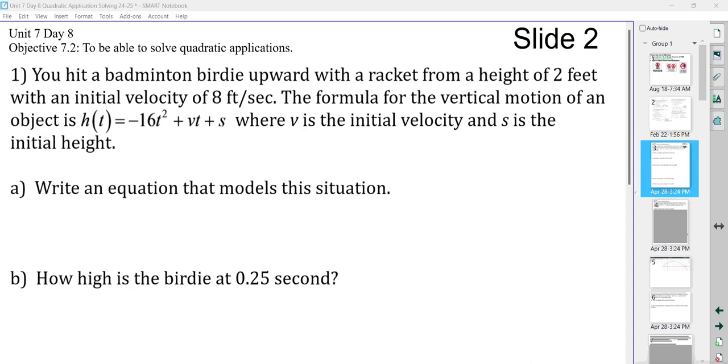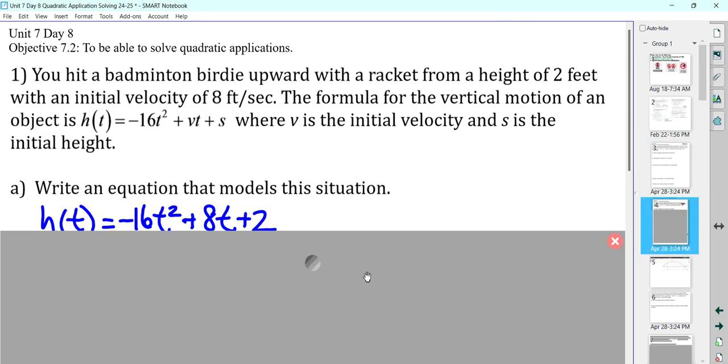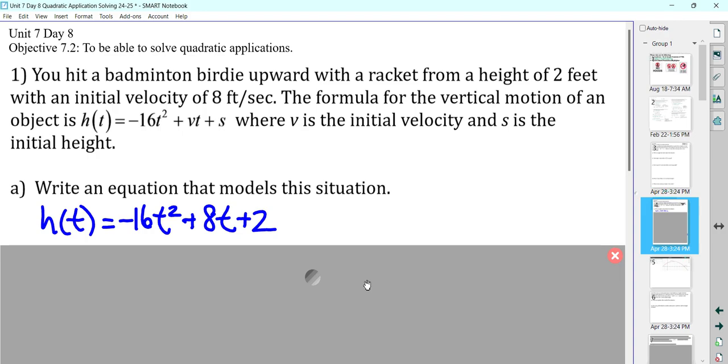So if I'm talking about writing the equation that models the situation, just like we did in our previous lesson, we're going to look for the two missing pieces for our equation. We want to know the velocity for the vertical motion, and then we also want to know the starting height. Well, our givens in the first sentence tell us that our initial velocity is 8 feet per second. So this has to go in place for v in our equation. We were also told that it's starting at a height of 2 feet from the ground when it was hit. So that would go in place for s. So a good model for this situation would be h of t equals negative 16t squared plus 8t plus 2.